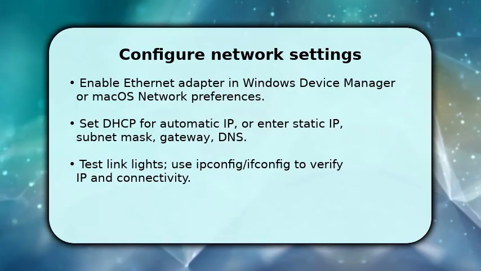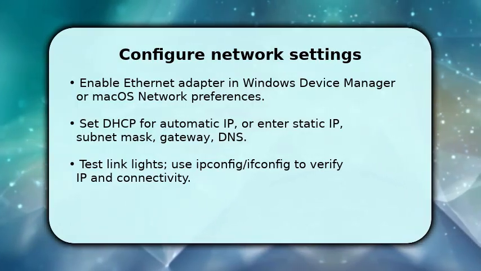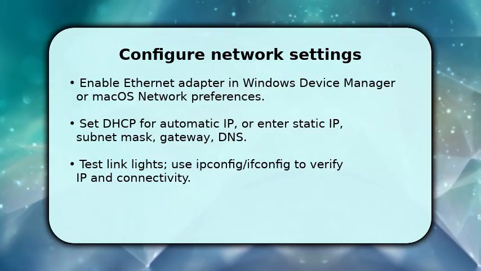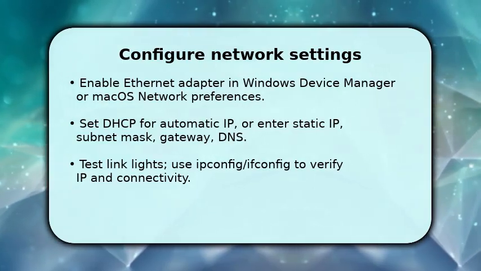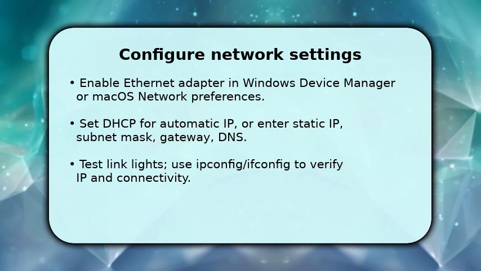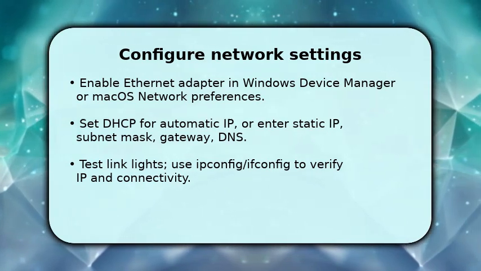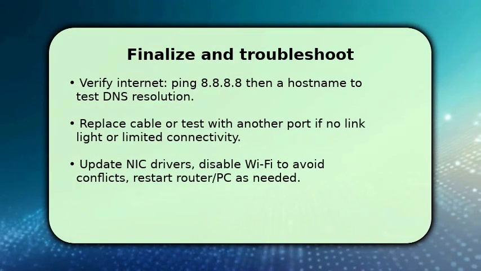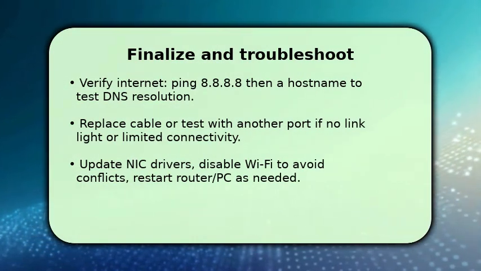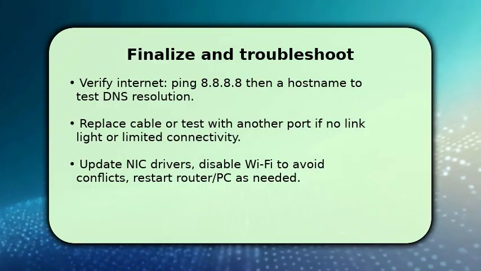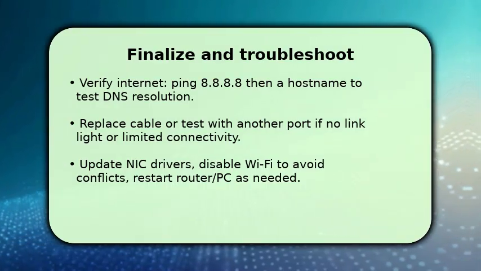Once configured, check the link/activity lights on both ends and run ipconfig or ifconfig to confirm you have a valid IP and route. You finish by confirming full connectivity and resolving common faults. First, ping an IP like 8.8.8.8 to confirm basic routing, then ping a hostname to ensure DNS works.